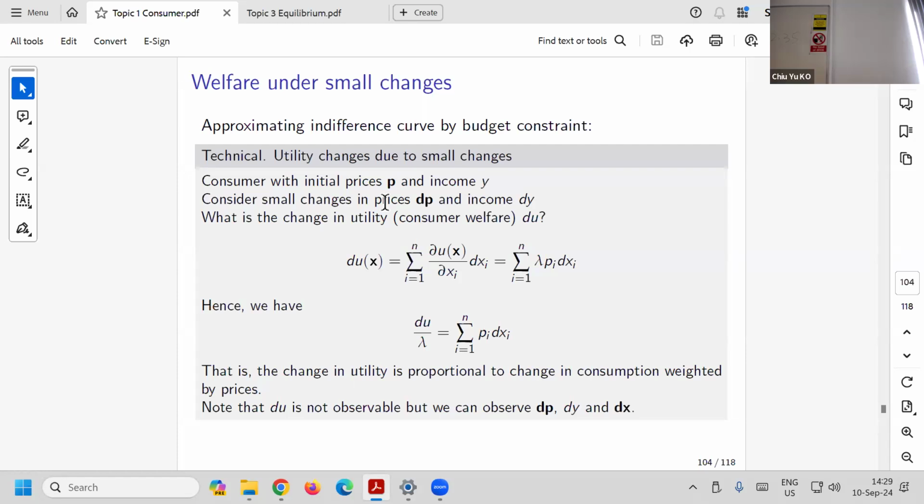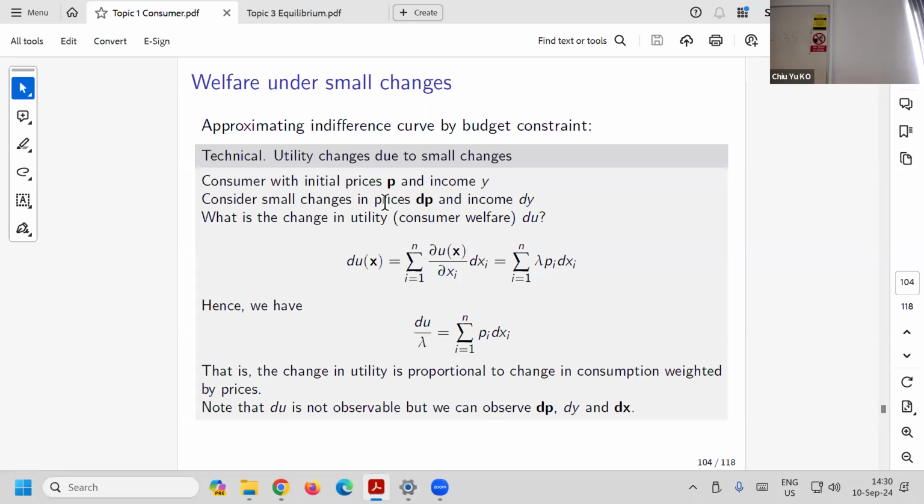And if you remember, you differentiate this, and this is total differentiation. This part turned out, from the FOC, to be lambda times p, and lambda is the marginal utility of money. For small changes, you can safely assume lambda will be the same, but for big changes, lambda will be different. That means the change in utility is based on the price change times the change in quantity they consume. So look at the prices, look at the change in consumption, and measure the change in utility.